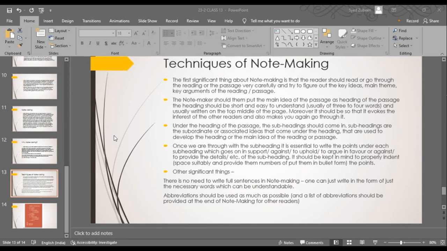You cannot let your mind wander here and there, right? You should read very carefully what you're reading. Try to understand the gist of it, the themes, the plot, the story, or whatever is being discussed, the idea or the concept as well. Then the note maker should put the main idea of the passage as the heading of the passage. The heading should be short and easy to understand, right?